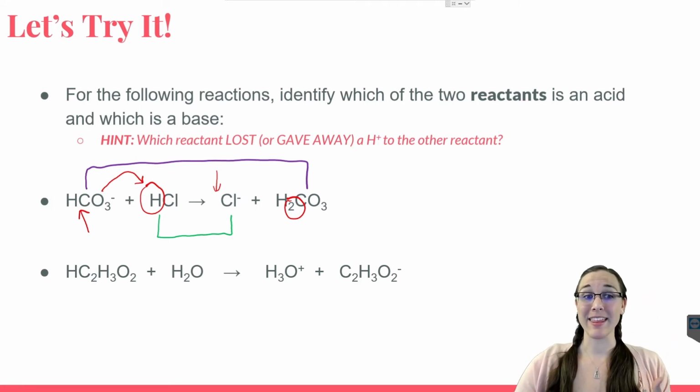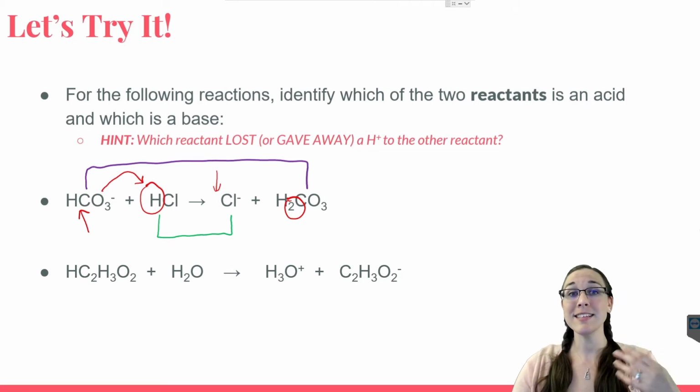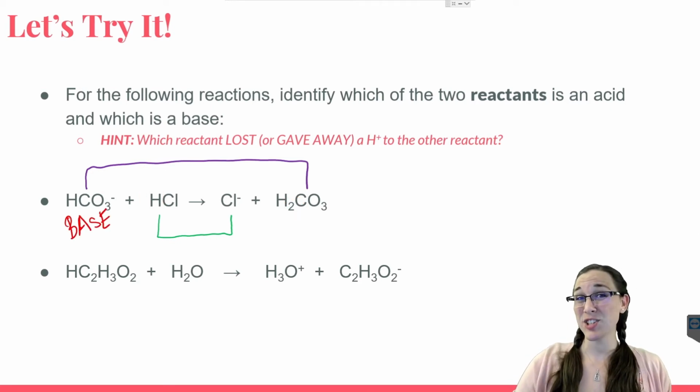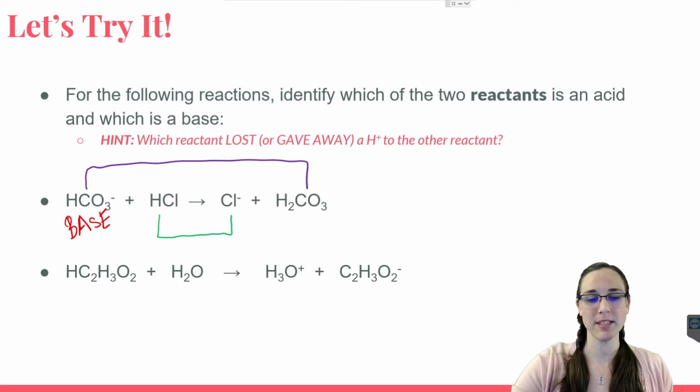So here we can say that HCO3- was the bully. It's the one that took the H from HCl. Since it's the bully, that means it must be the base. And since HCO3- is the base, by process of elimination, HCl must be the acid.